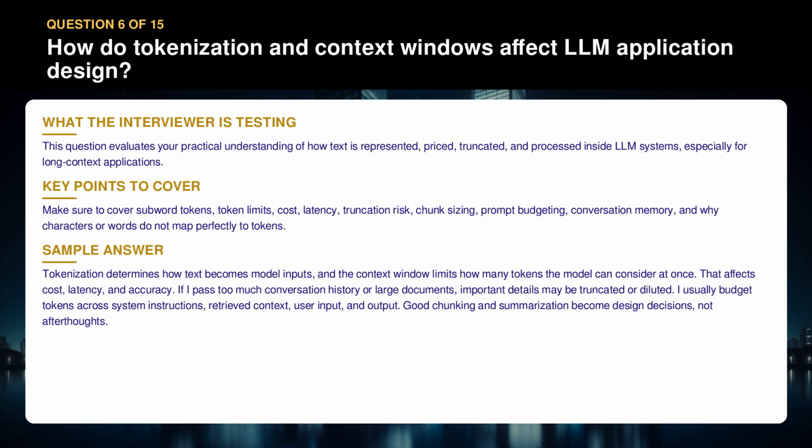Tokenization determines how text becomes model inputs, and the context window limits how many tokens the model can consider at once. That affects cost, latency, and accuracy. If I pass too much conversation history or large documents, important details may be truncated or diluted. I usually budget tokens across system instructions, retrieved context, user input, and output. Good chunking and summarization become design decisions.